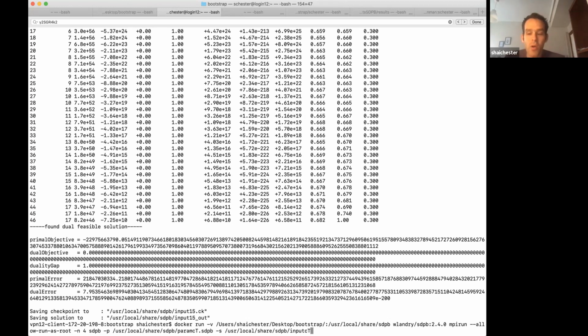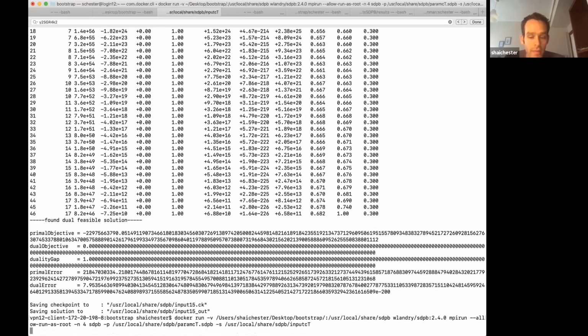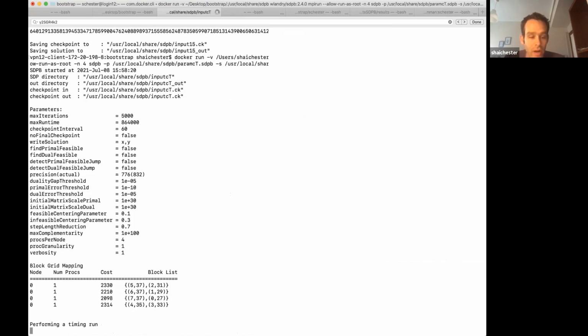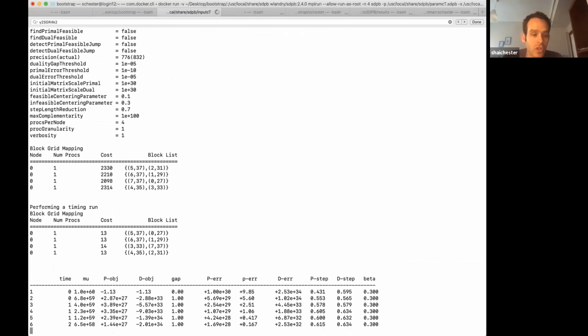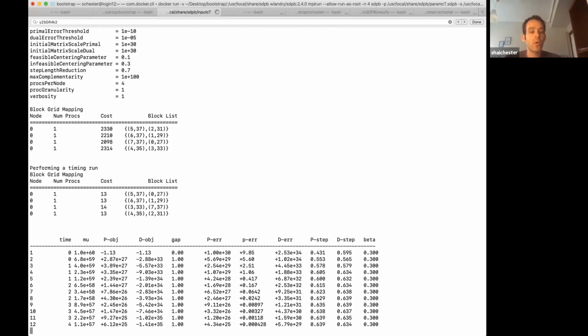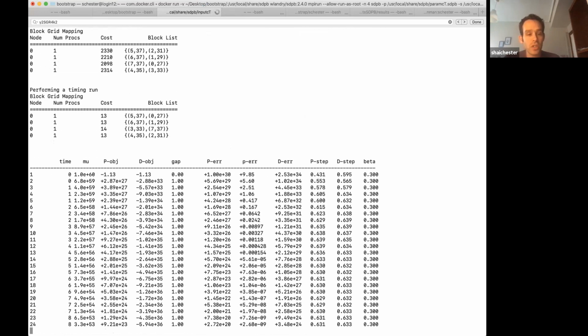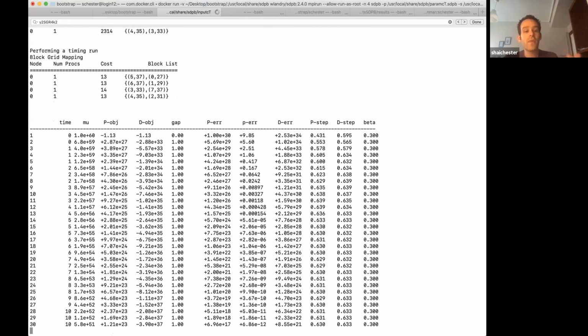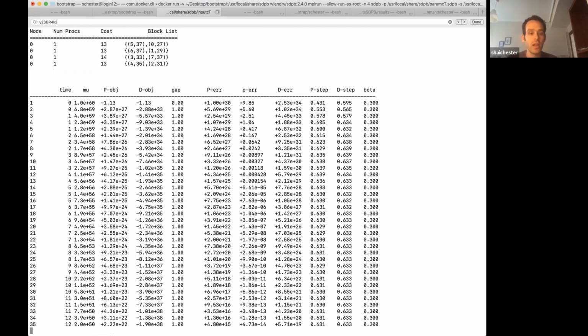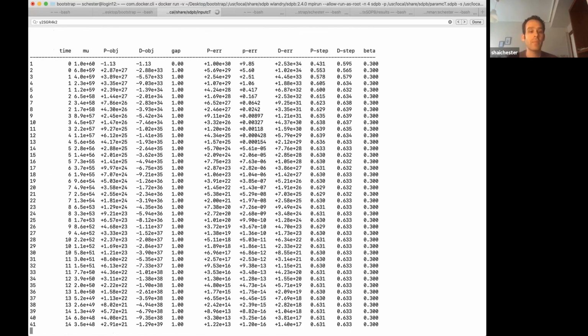So here I'm now applying SDPB to the third input, which was input CT, which was the stress tensor OPE coefficient code. So now I'm running this. And this code will take a little bit longer, although not that much longer. The reason why it takes longer is that, recall, for the OPE coefficient algorithm, you first need to find both primal and dual feasible. And then afterwards, you want to furthermore find an optimal point.